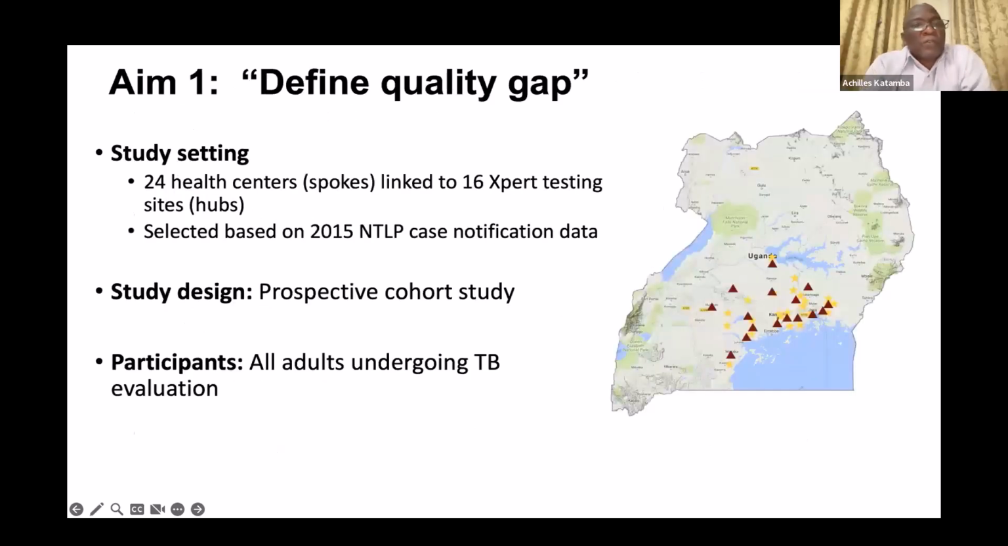So in order to define the quality gap as our aim 1, we identified 24 health centers, which were the spokes linked to 16 Xpert testing sites. We did this together with the National TB Program, based on the 2015 NTLP case notification, to identify those sites where we could work. Those sites needed to be within a reachable distance because of cost, and they were all outside Kampala city. This was a prospective cohort study, and all those undergoing TB evaluation were included.